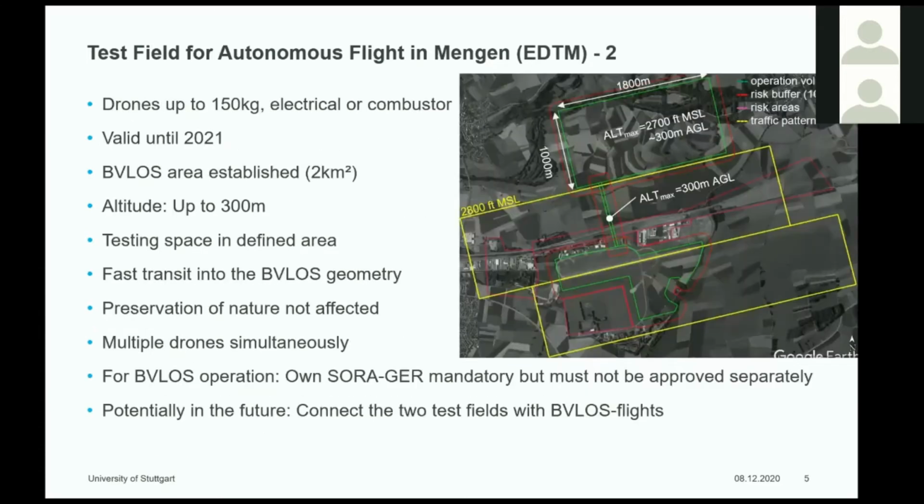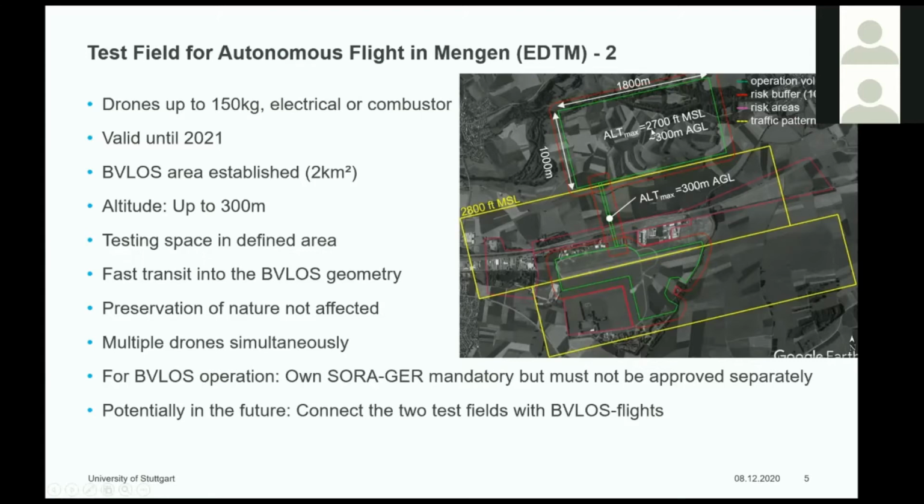The current permission that we have for this airport allows operation of drones up to 150 kilograms, and they can be propelled either with electrical power or a combustor. And this permission for now is valid until 2021, and we are hoping to extend it after next year. It allows to operate drones inside the airport perimeters, which are down here, and also outside in the north in a newly established BVLOS test area of around 2 square kilometers.